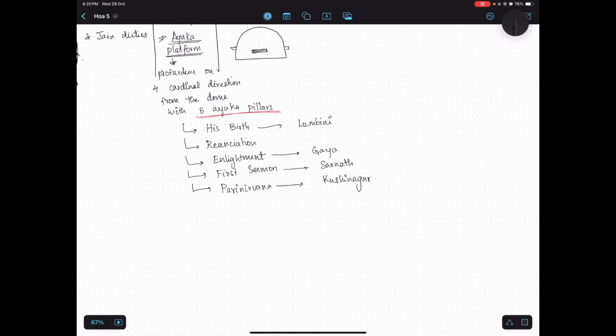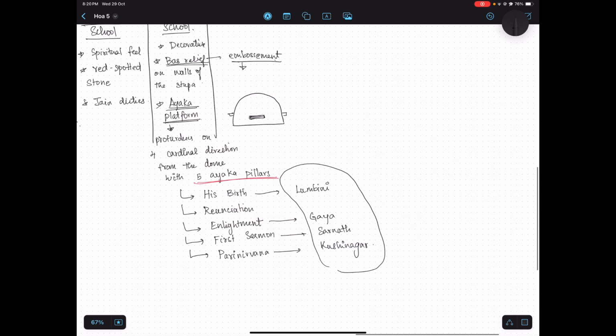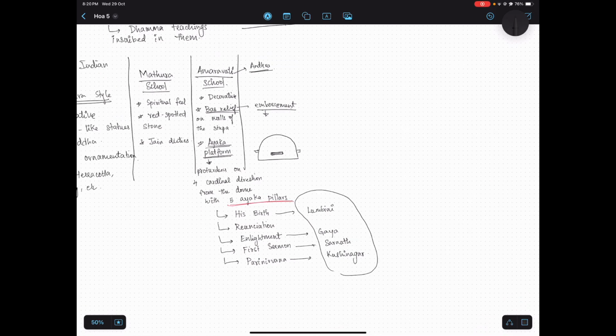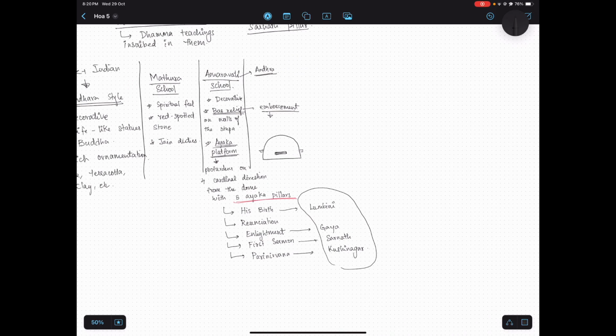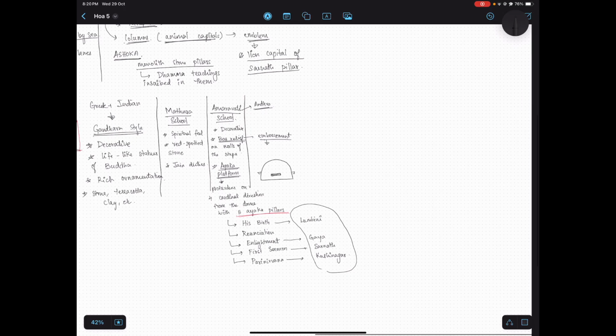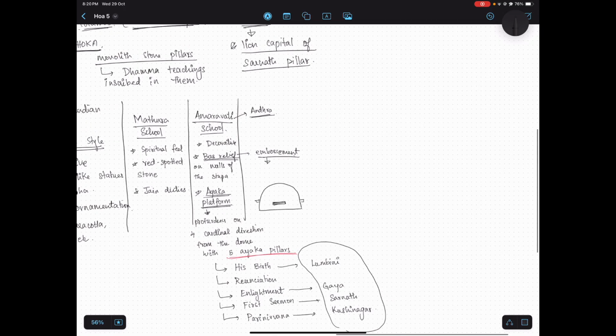This has nothing to do with Amravati school, though. I'm just mentioning the stupas related to the important events in the life of Buddha. So that is there. Then we can move on to the other structures of Buddhist architecture.